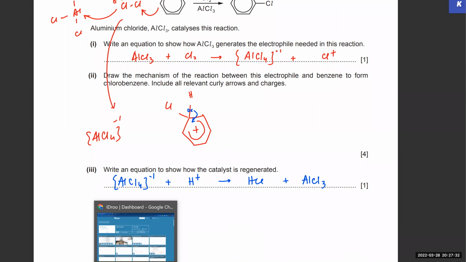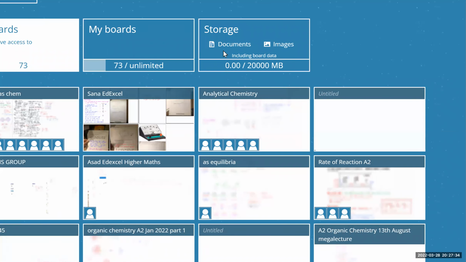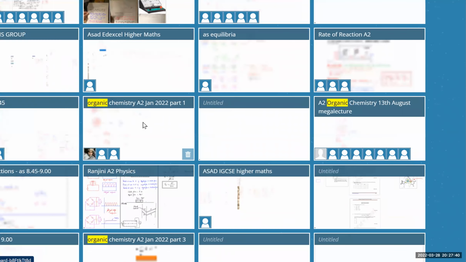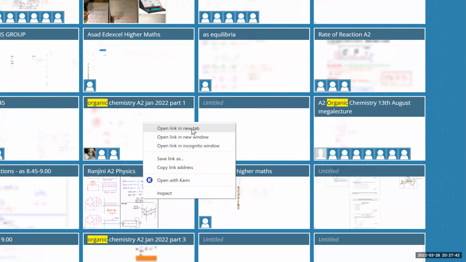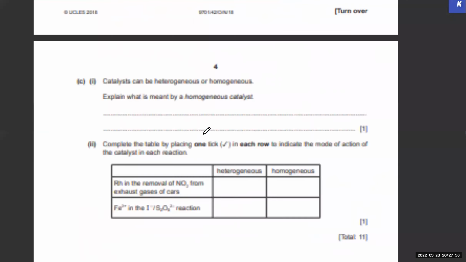Yes, sir. So just for revision, we can have this open as well. Remember electrophilic substitution. You have nitration and you have bromination and chlorination. So let's move to the next one.